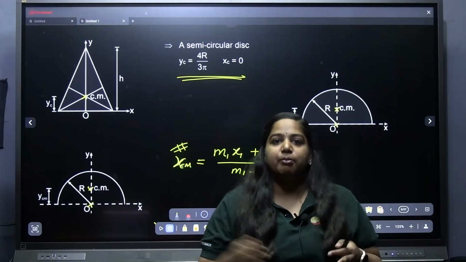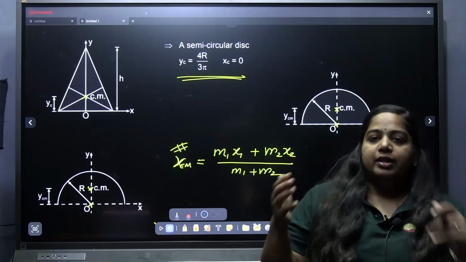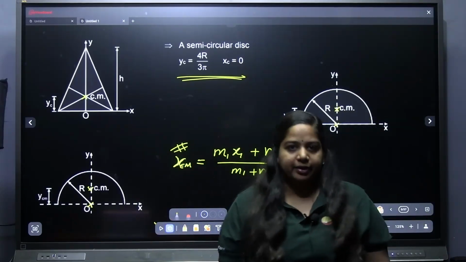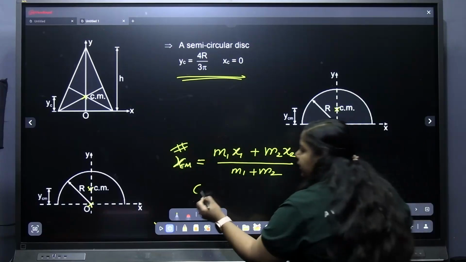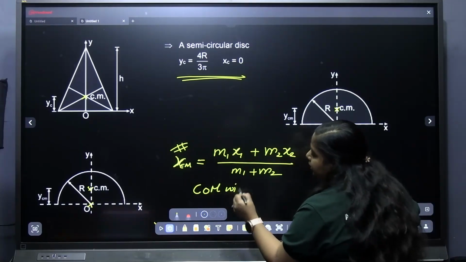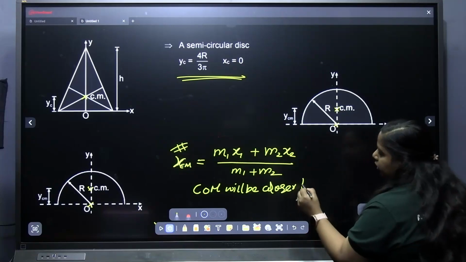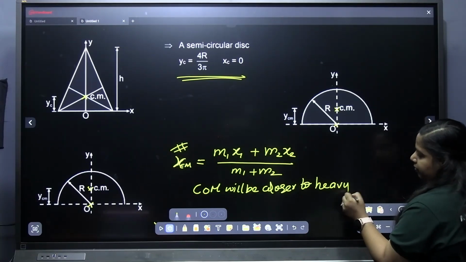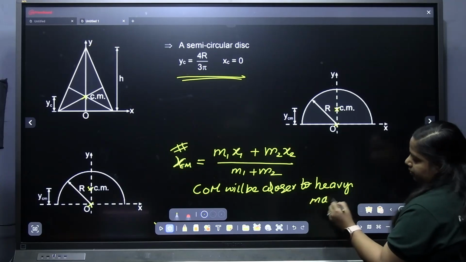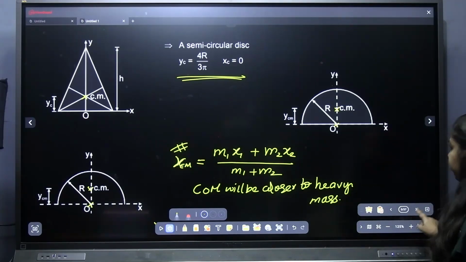closer to the heavier mass. Where the mass is more, the center of mass will be close to that. So that is just an extra point. COM will be closer to heavier mass. That is just an additional FYI.